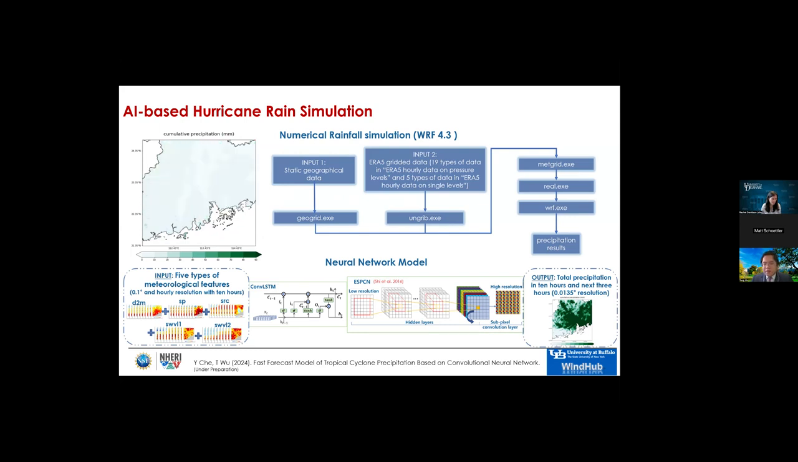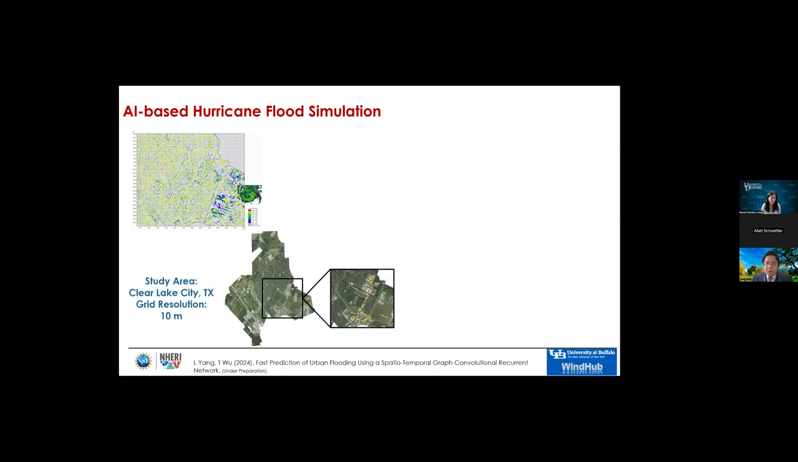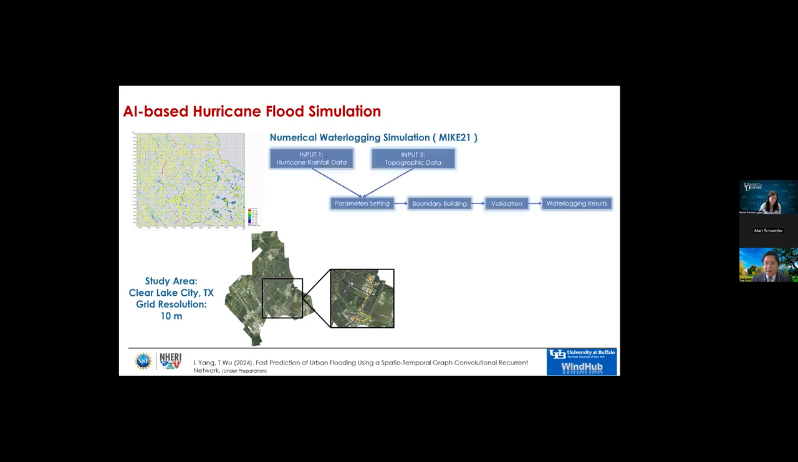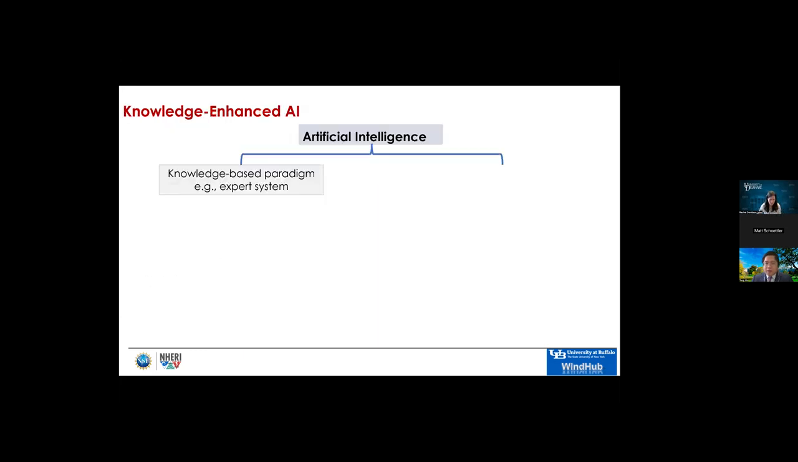Once we get the rain field, what we are interested in is the flooding. For this kind of inland flooding, we also use the AI flood simulation, and with the rain field input, we can get the inundation depth and the flood speed of the study area. So for all those things, essentially, we are using AI and knowledge. The knowledge includes domain knowledge, for example, the governing equation and the empirical equation.